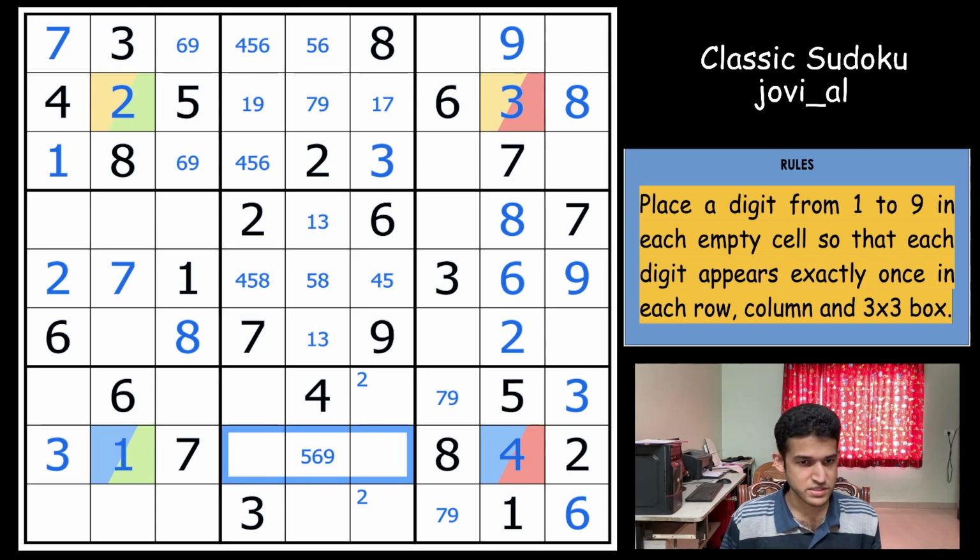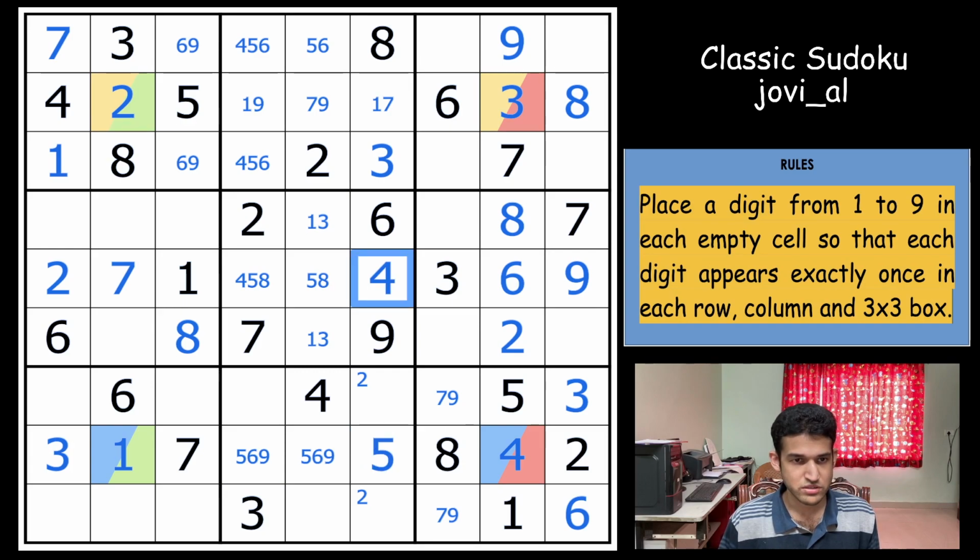Now we can place digits along this row 8. Remaining are 5, 6 and 9. 1, 3, 7, 2, 4, 8 are eliminated. And I have 6, 9 here, so this would be a 5. That gives a 4. This is not 4. And these two cells must be a 6 and a 9.